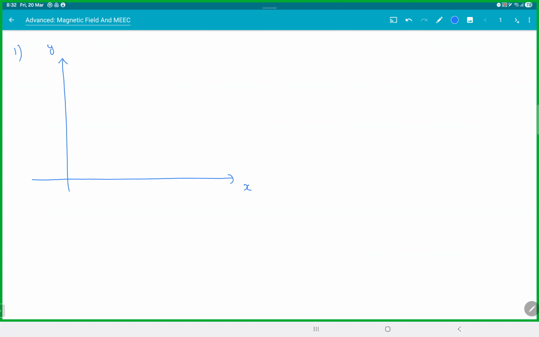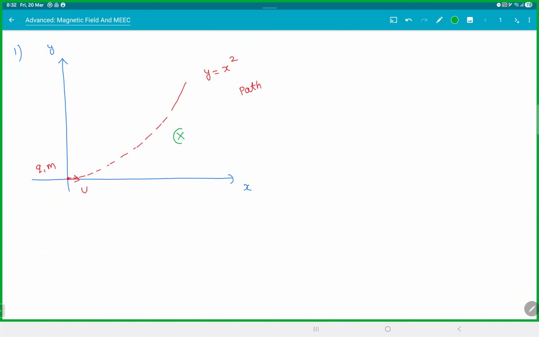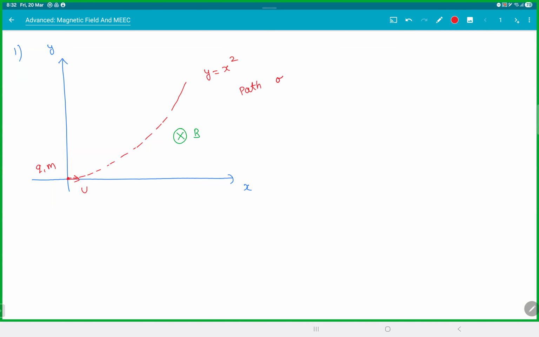So we have a particle here which is projected with charge q, mass m. It's projected with speed u. And this thing started going in a parabola, y is equal to x square. So this is the path of the charged particle in the presence of a magnetic field. So there is a magnetic field B in the region. It's not going in a circle, it's going in a parabola. That means this B is not constant, B is actually changing.